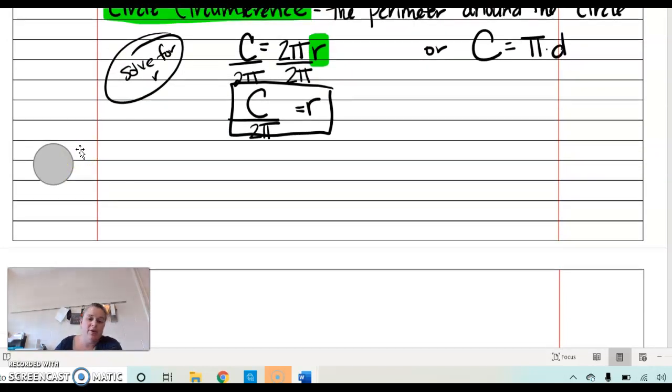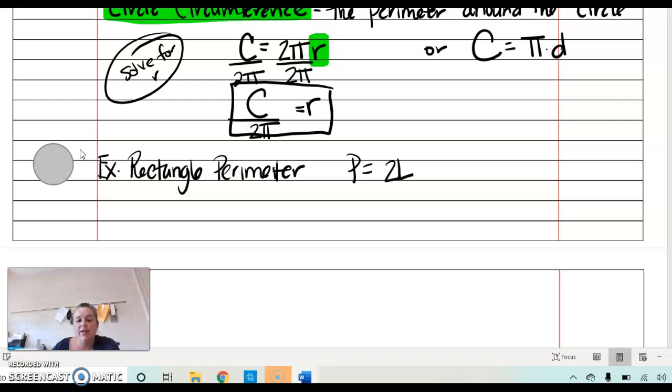Let's try a perimeter of a rectangle problem. So in one of our problems, we said the perimeter of a rectangle is equal to 2 times the length plus 2 times the width. And that's coming from when you have a rectangle: 4 90-degree angles, 2 sets of parallel sides, 2 sides that are the same length, although they don't have to be.